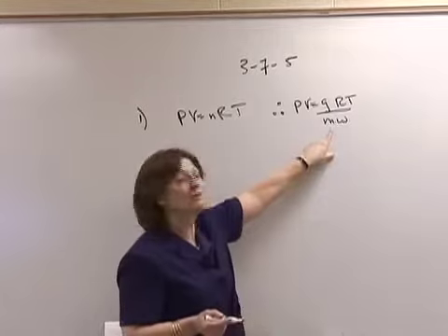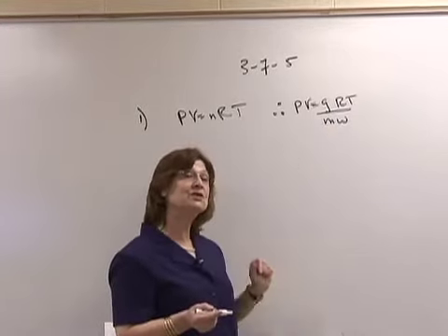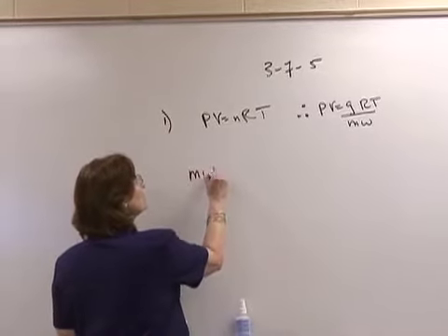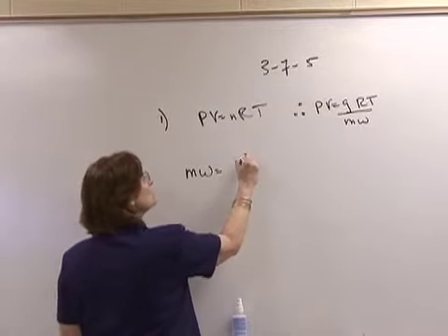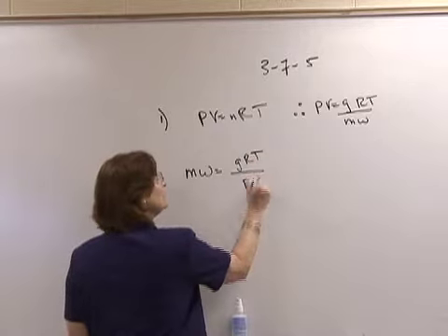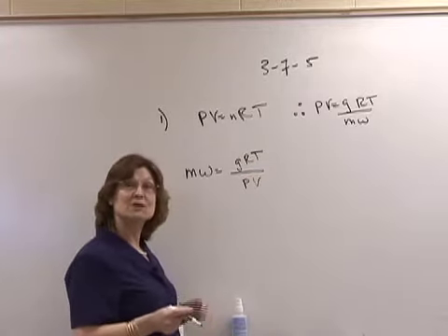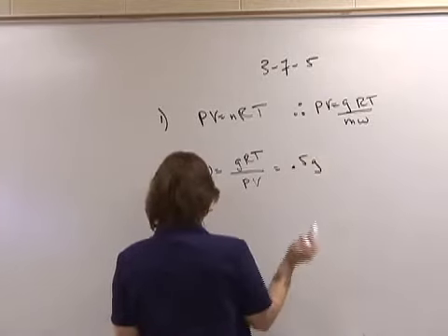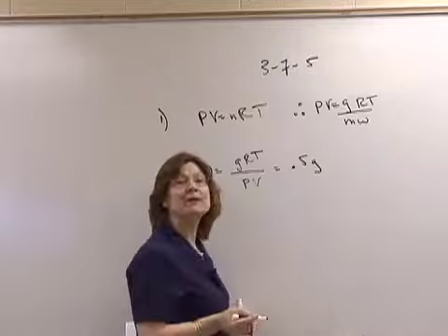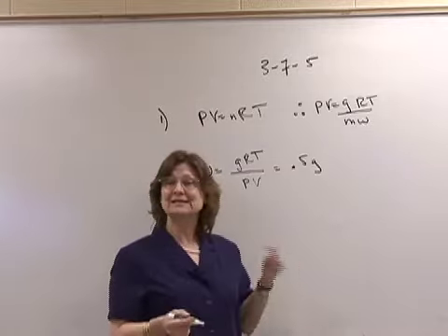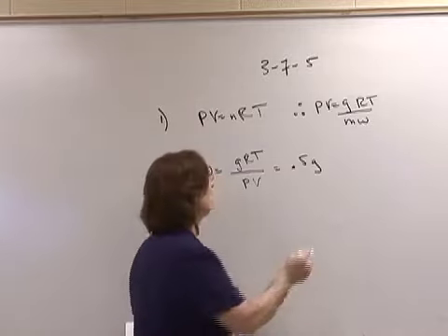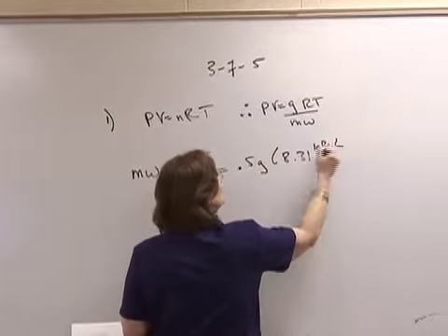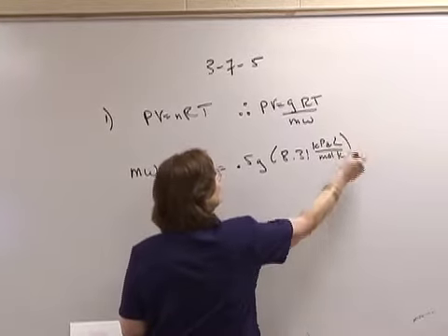Now I'm solving for molecular weight, and therefore I will rearrange it algebraically. Molecular weight equals grams RT over PV. It's always good to review our algebraic rules. And I'm given 0.5 grams in the problem, and the R that I'm going to use is consistent with my kPa, and therefore it would be 8.31 kPa liters per mole Kelvin.